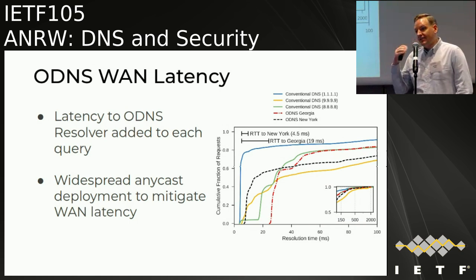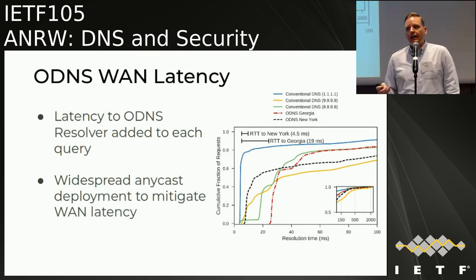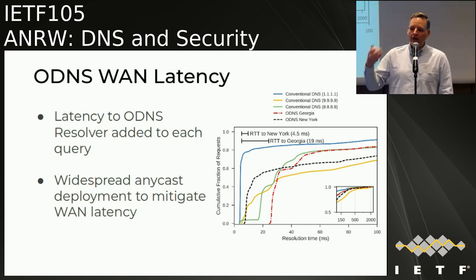So this obviously motivates that we need a widespread deployment of ODNS resolvers. You can't just have a single ODNS resolver out there in the world because you'd introduce a huge amount of latency for a large number of people. So we argue for widespread Anycast deployment in order to sort of get nearby.